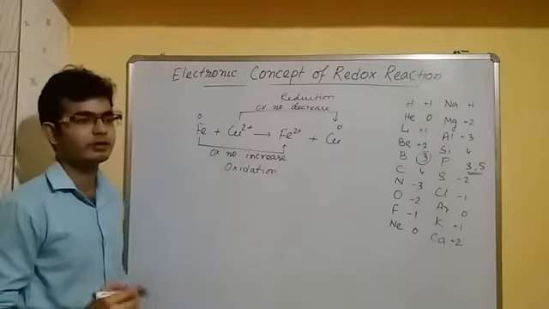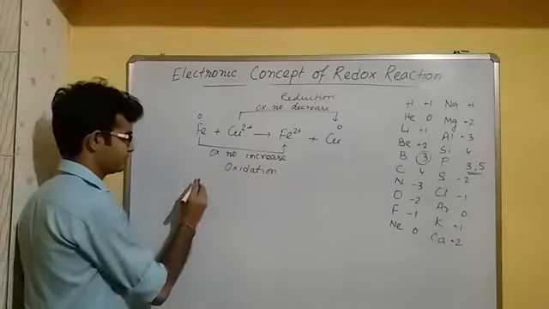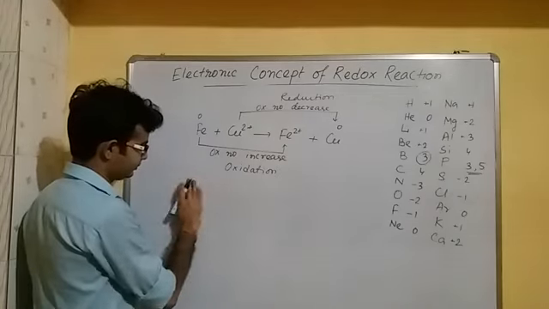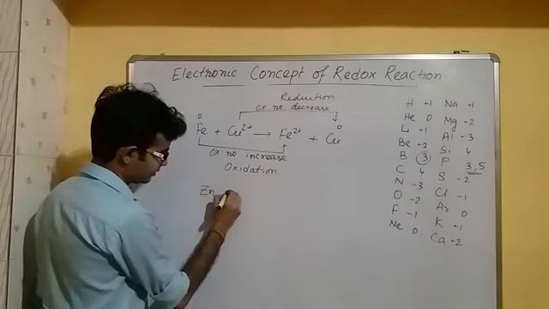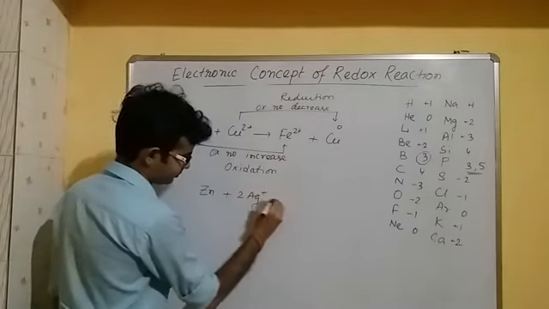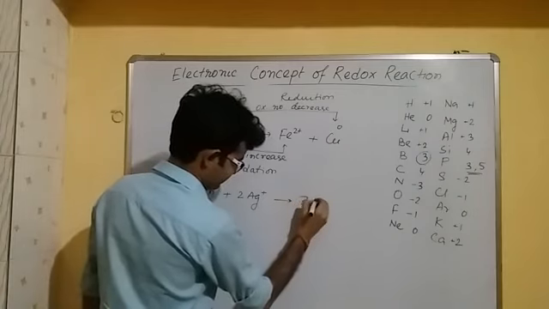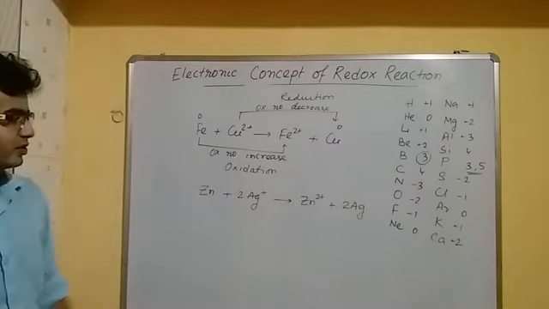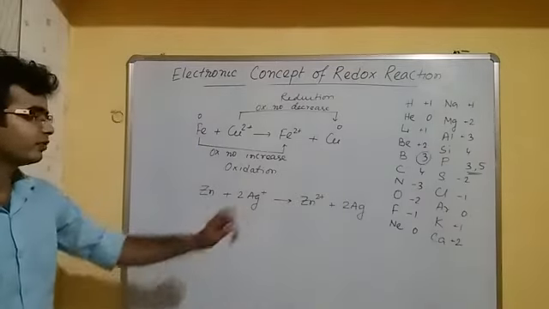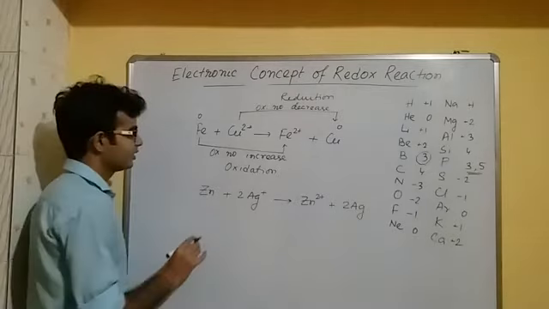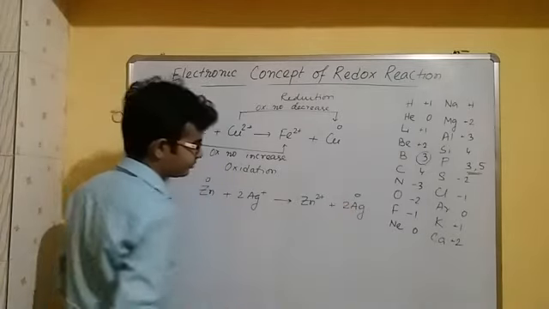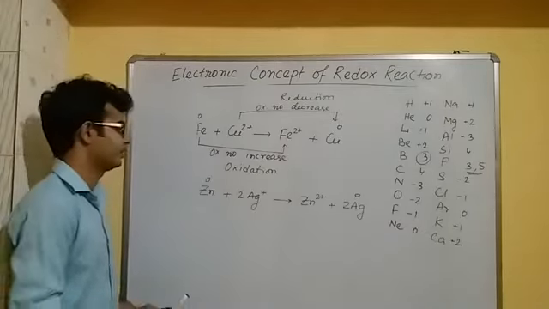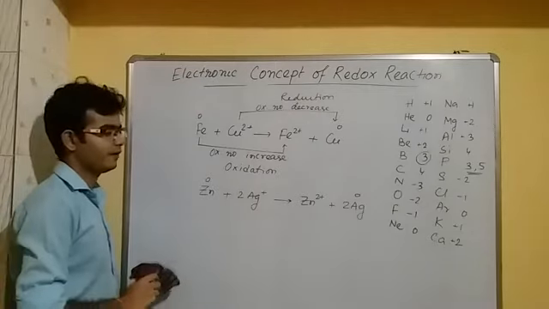I'm giving you another example. You have to identify which one is oxidation and which one is reduction. Do it. This one is the equation of the reaction. You have to identify where is the oxidation reaction and where is the reduction reaction. This one is 0 and this one is 0. I am not solving this one, you have to solve it by yourself. Right?